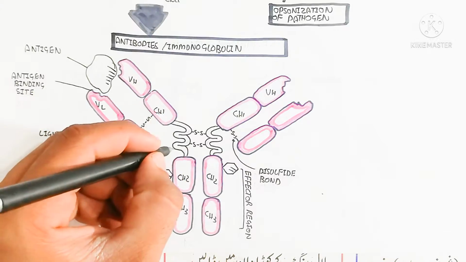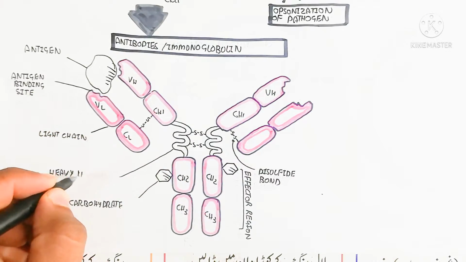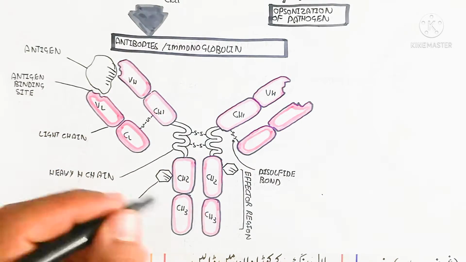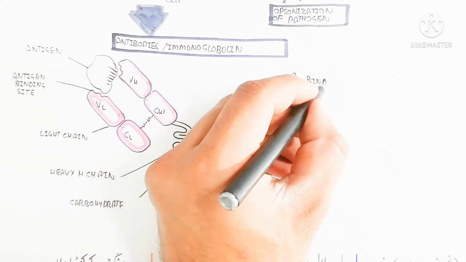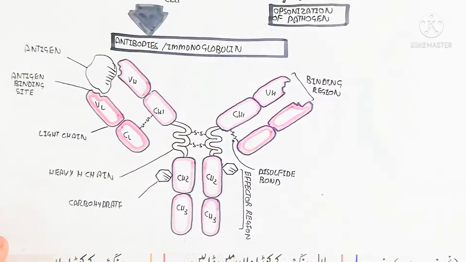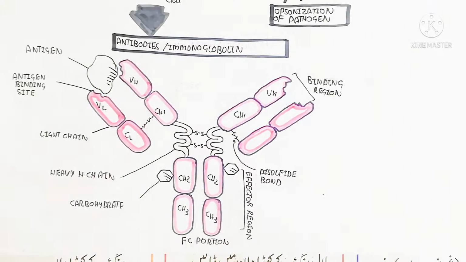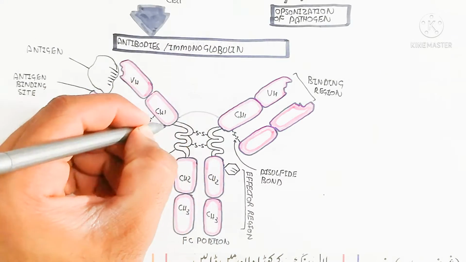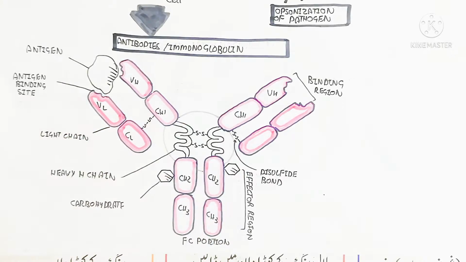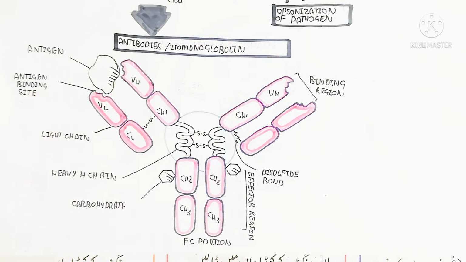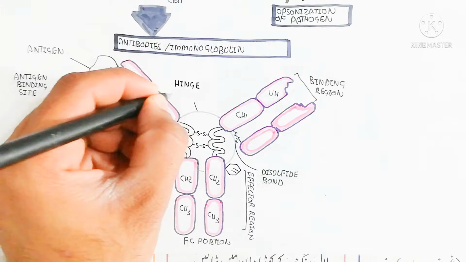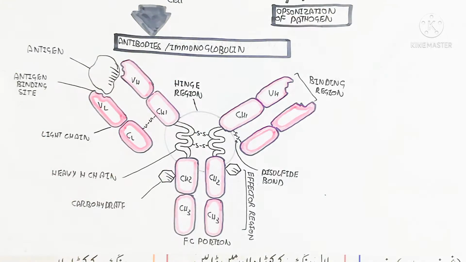The structure is Y shaped, and here is the heavy chain, which is interconnected through a polypeptide. So it is also made up of proteins. That is why it is known as the immunoglobulin, because it is a globular protein. And this is the heavy H chain, and this is the hinge region.